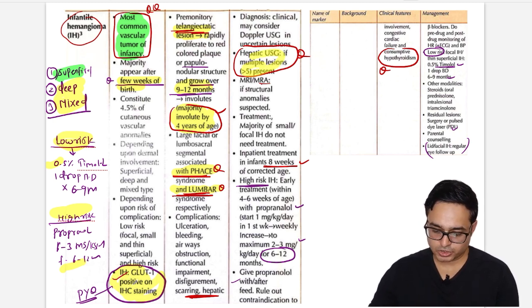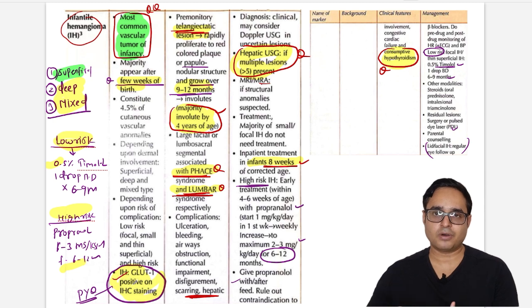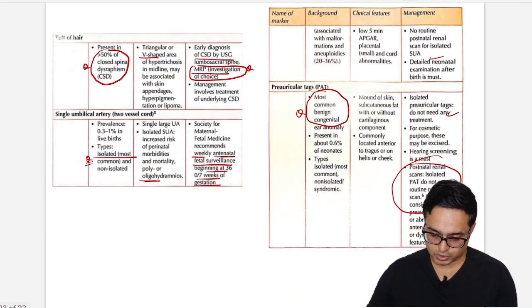Okay. Hepatic USG has similar criteria: if lesions are more than 5 and more than 5 centimeters in diameter, you have to do hepatic USG. Okay, so treatment generally starts at 8 weeks of age. Treatment we just saw: low risk 0.5% timolol 1 drop BD for 6 to 9 months and high risk propranolol 1 to 3 milligram per kg per day for 6 to 12 months. This is important. And hypothyroidism can occur in these patients. So if any neonate is found to have hypothyroidism, you have to see if it is a case of infantile hemangioma. Okay, so the treatment we have understood.